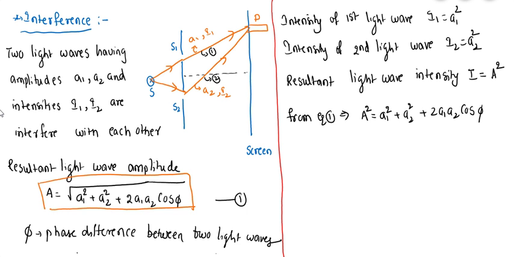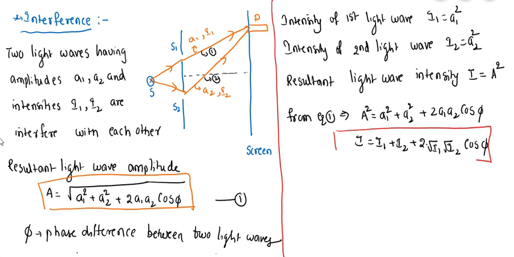From this we write capital A square as I, A1 square is I1, A2 square is I2, and A1 we write as root I1 and A2 as root I2, so I equals I1 plus I2 plus 2 root I1 root I2 cos phi. This is the formula for the resultant intensity in interference. We consider this as equation 2.